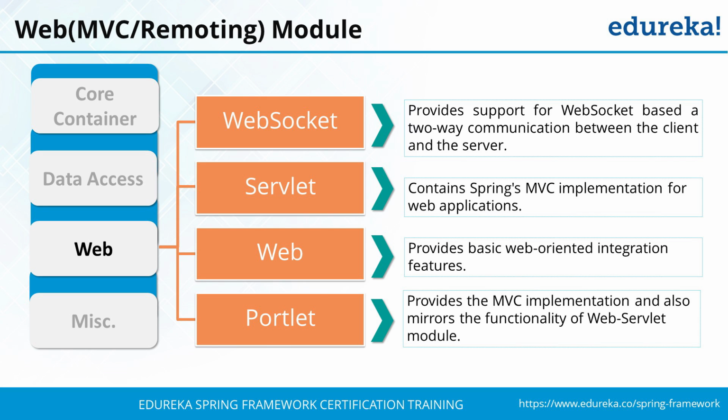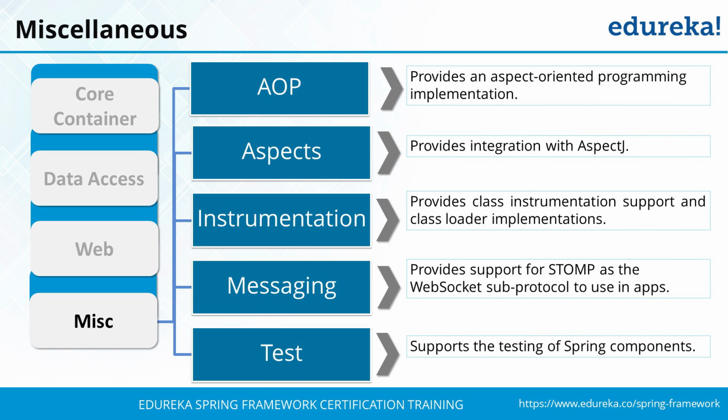We also have some miscellaneous modules where AOP, that's like aspect oriented programming, is fulfilled with the help of aspects. Then we got instrumentation support and how we can have class loader implementations. Then the messaging support is available and the testing support is also available if you want to perform the testing, right? You can have unit testing available with the help of JUnit library. Right, so guys, that was a bit of theoretical introduction to the Spring framework, right?